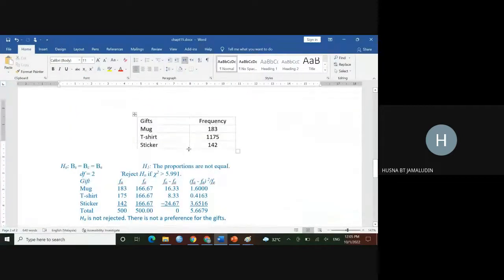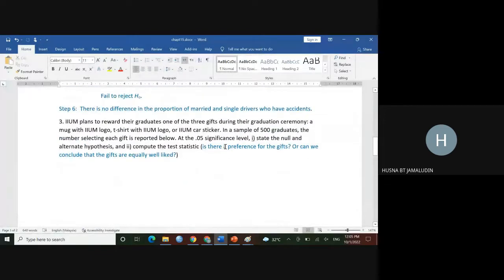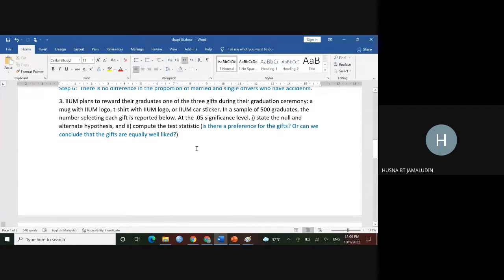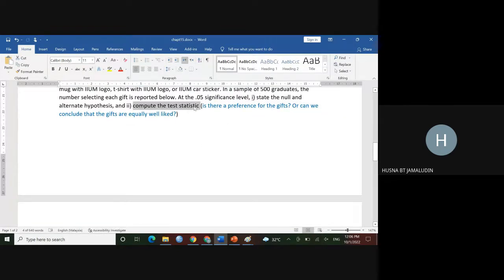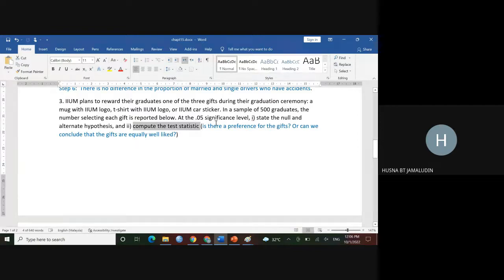In your previous question, I didn't even ask the hypothesis. I just asked you to compute the test statistic, because I think it may take some time to compute. It shouldn't, but just in case. Because you are asked to compute the test statistic, which is chi-square, you should be able to submit it within 10 minutes. So the real question is: at the 0.05 significance level, is there a preference for the gift? Can we conclude that the gifts are equally well liked? This is the real question.